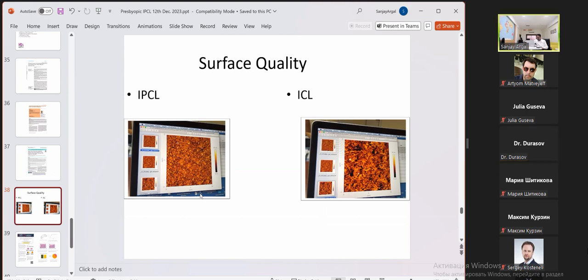So IPCL ensures minimal scattering of light because of the smoother surface.